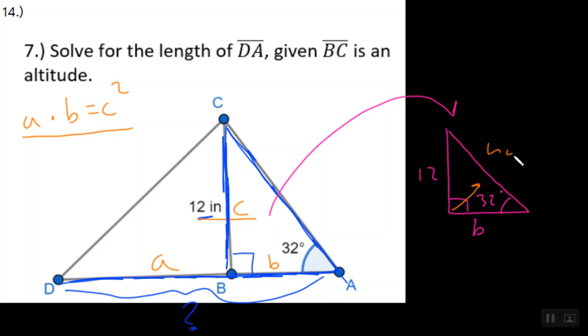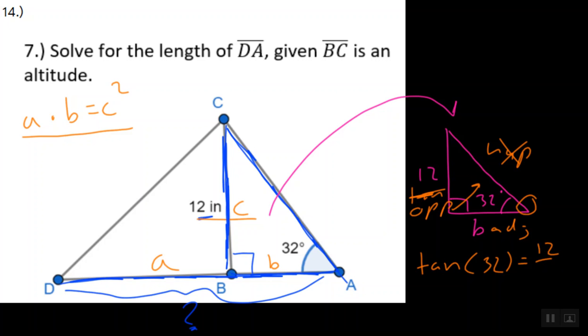I'll draw my arrow, there's my hypotenuse, circle my angle, there's my adjacent. Of course the hypotenuse is kind of worthless. We'll say we have the tangent. Oh, I'm sorry, that's my opposite. I'm getting ahead of myself. There's our opposite side. So we have the tangent of 32 is equal to our opposite, 12, over our adjacent, the letter B.